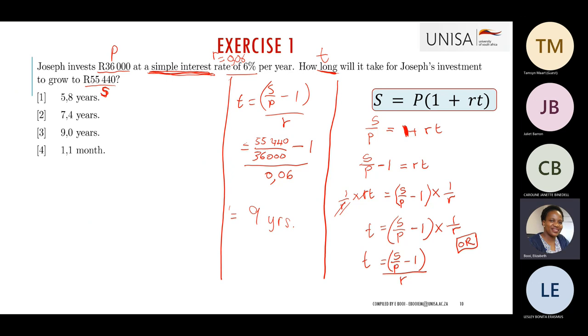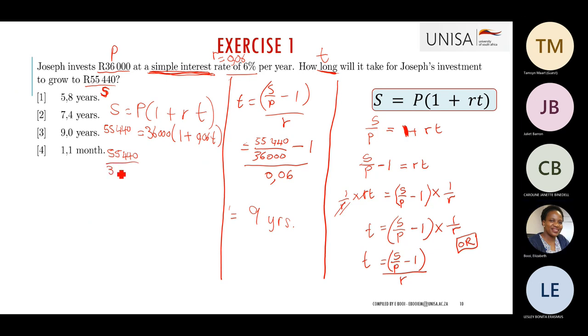The other way is by using the same formula. So S is equal to P times 1 plus RT. We just substitute the values. So the first one, S is 55,440, equals our P, 36,000, times 1 plus 0.06 T, which is multiplying by T because T we don't have. And you do the same. You divide by 36,000 on both sides. So this side you will have 55,440 divided by 36,000. And you will be left with 1 plus 0.06 T.